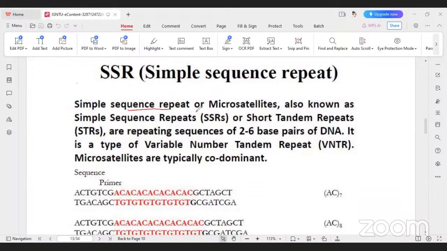Simple sequence repeat, short tandem repeat STR, a repeating sequence of 2 to 6 base pairs of DNA. It is a type of variable number of tandem repeat. Microsatellites are typically codominant. The term microsatellite was first coined by Litt and Luty.